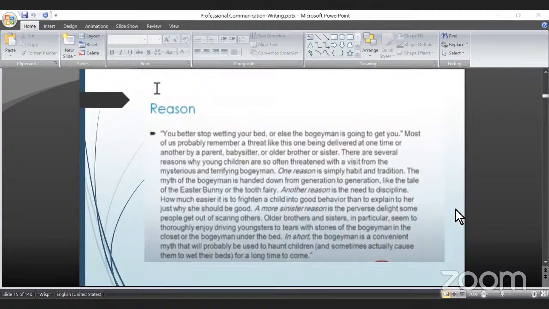Yes. So mostly the topic is the bogeyman, and the controlling idea would be why young children are so often threatened, right? That is the topic that you have to deal with. And then the paragraph is discussing the many reasons why these children are threatened by bogeymen, right? Why it is so terrifying for them. Look at that paragraph carefully. Do you see phrases like one reason, another reason, a more sinister reason? See that?